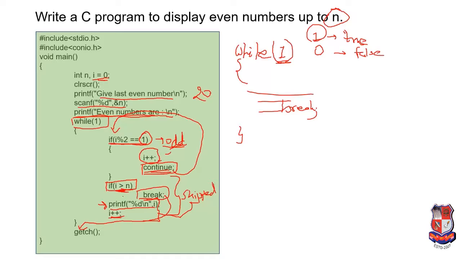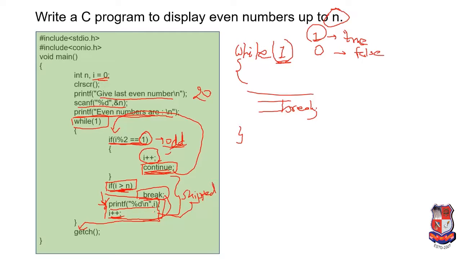Now, this statement will not execute in each case. This statement only executes when numbers are even, because if the number is odd, then we are using the continue statement, and the continue statement puts our control into the next iteration. After that, if the number is greater than our entered number, then our loop will break, and control is directly given to outside the loop. So whenever the number is even, this condition is false, this condition is also false, and then these two statements will execute.